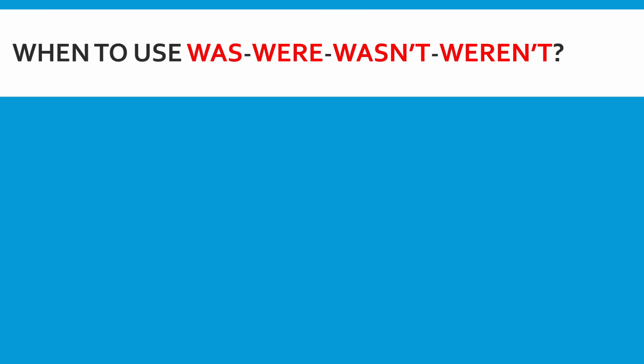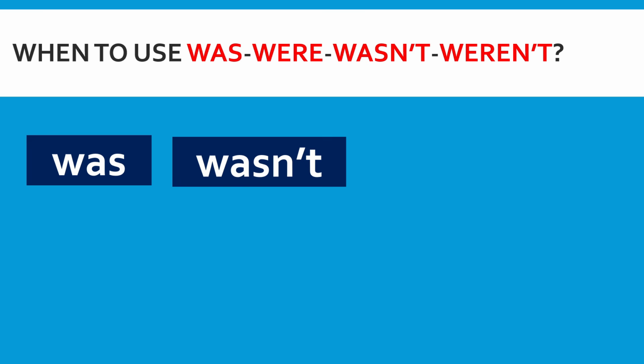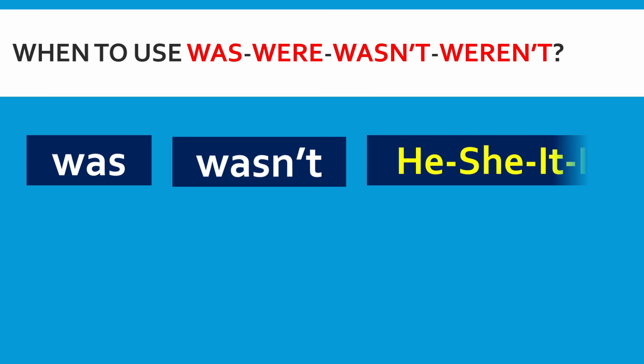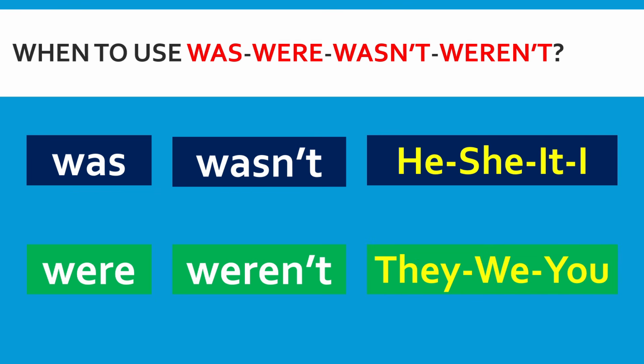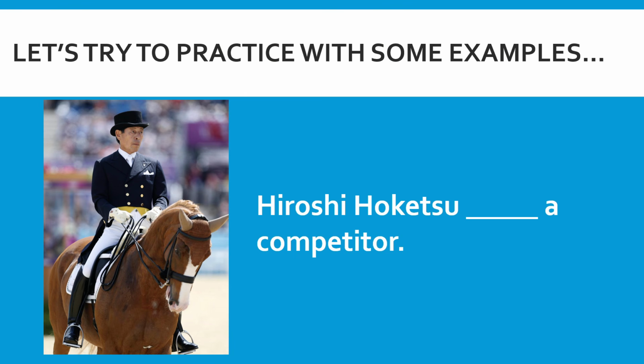When do we use "was", "were", "wasn't", and "weren't"? We use "was" and "wasn't" when we meet with the subject pronouns he, she, it, and I, whereas for "were" and "weren't", we only use them when we meet with the subject pronouns they, we, you. Take a look at this example. Hiroshi Hokesu was a competitor. Should we use "was" or "were"? If we replace Hiroshi with a subject pronoun, he, she, it, I, they, we, you, which one is the correct subject pronoun to represent Hiroshi? It's "he". So when the subject pronoun is "he", automatically the answer is "was".